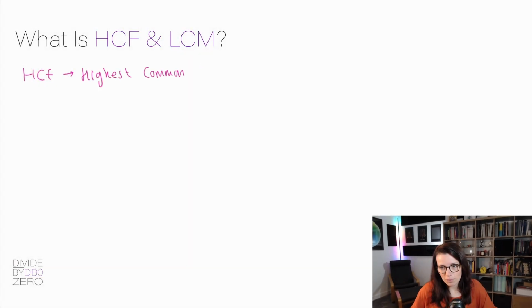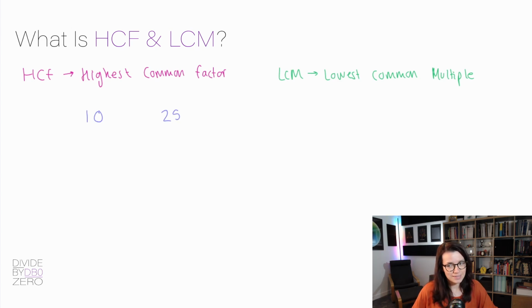First of all, what is HCF and LCM? HCF stands for highest common factor. LCM stands for lowest common multiple. If we think through these ideas, starting with HCF, let's say we had the numbers 10 and 25, and we want to know what is the highest factor that they share in common.